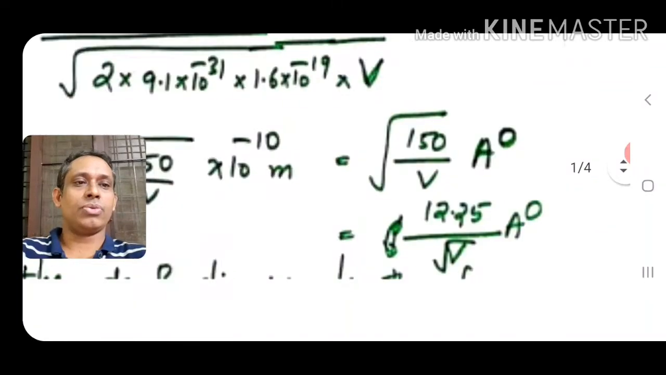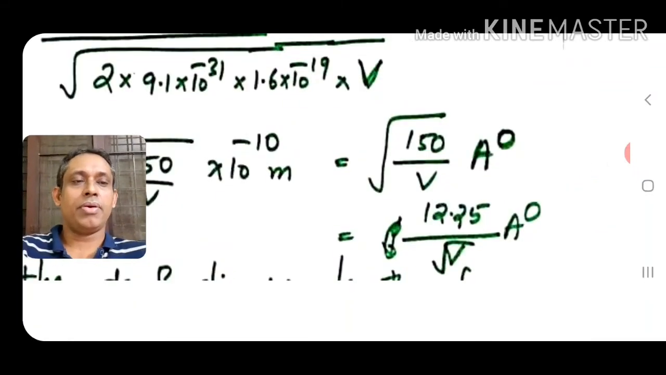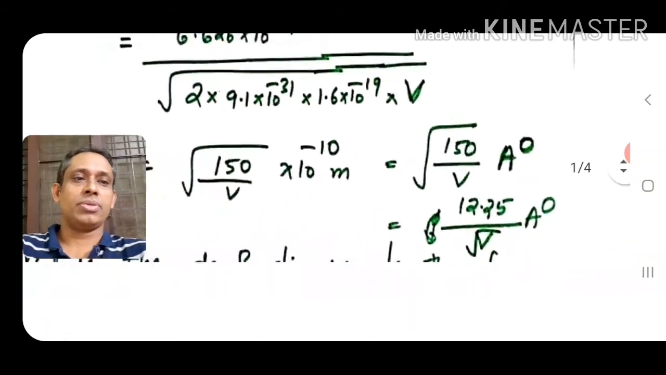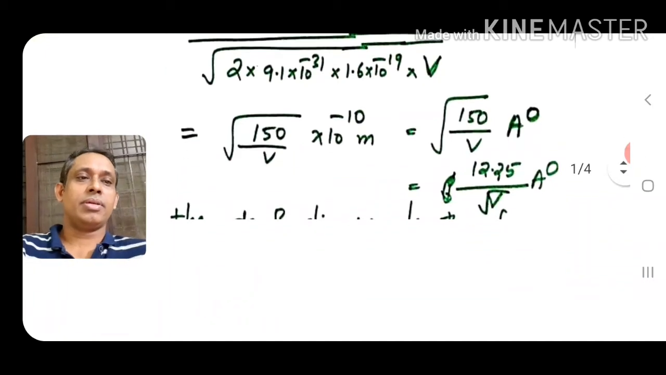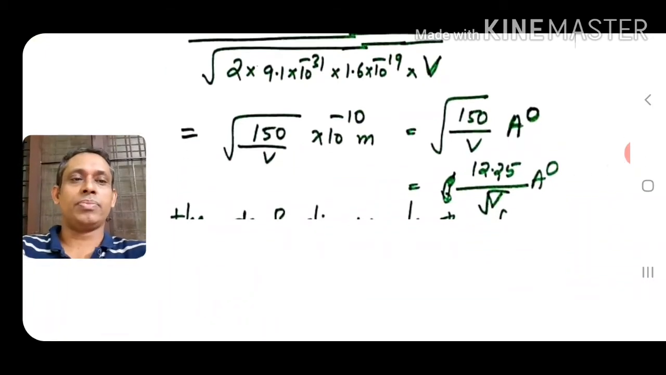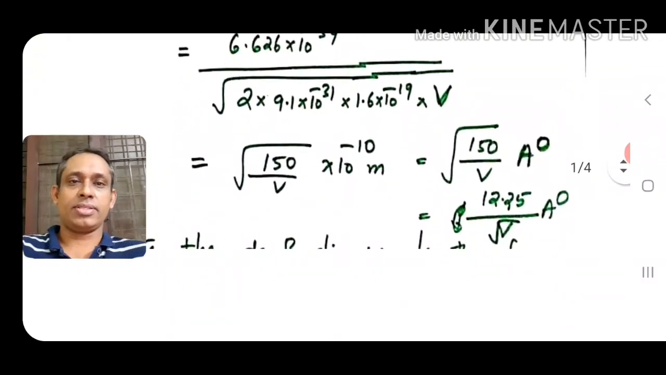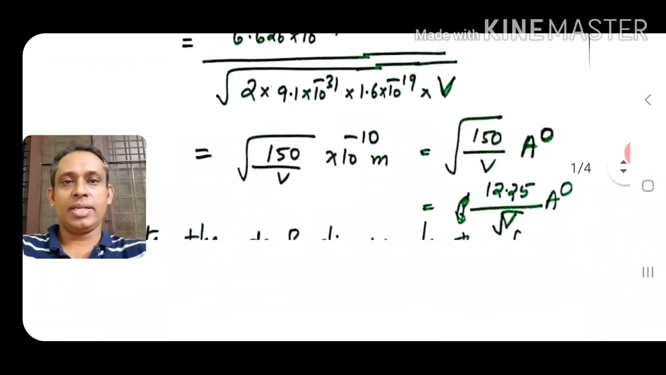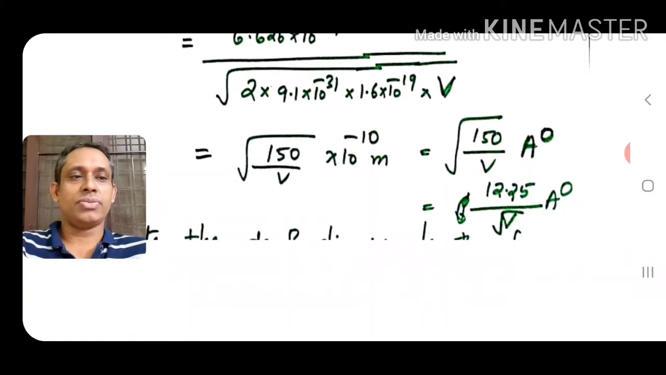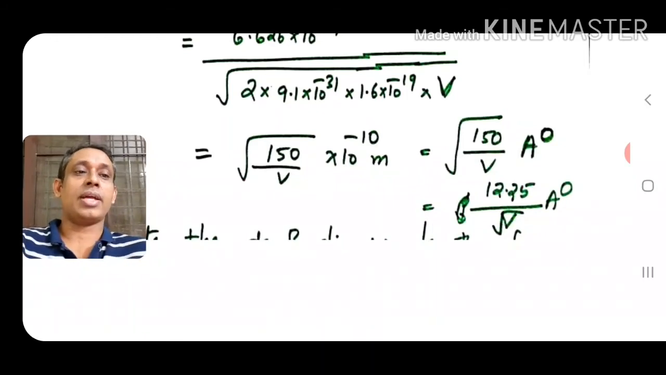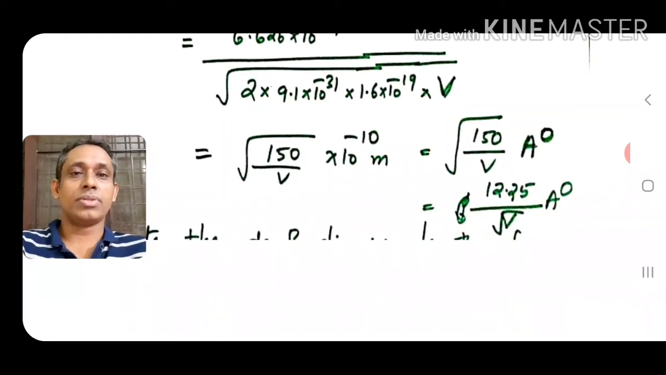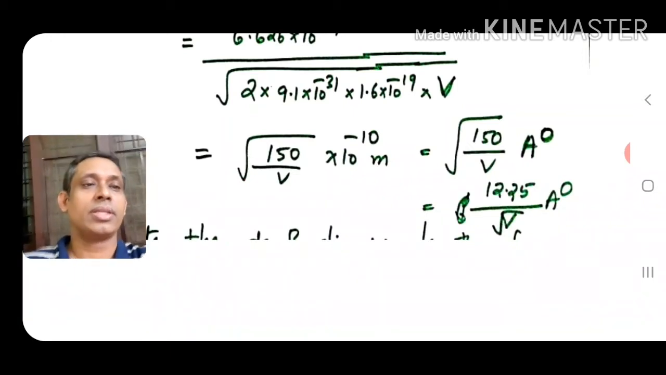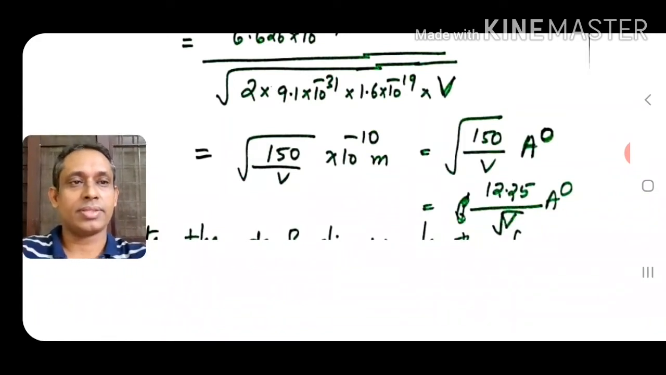So root 150 by V Angstrom is equal to 12.25 over root V Angstrom, since root 150 is 12.25. So we have got the result. If you accelerate an electron through a potential difference of V volts, its de Broglie wavelength is given by this. And you will get shorter wavelengths for larger voltage. If you increase the voltage, you will be getting shorter and shorter wavelengths.